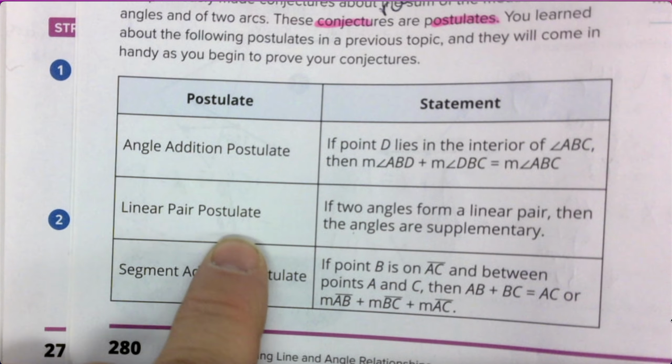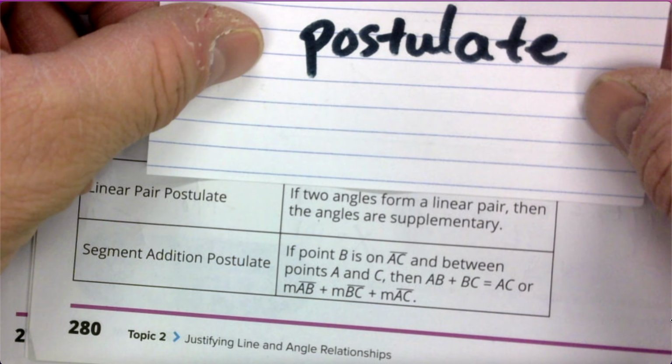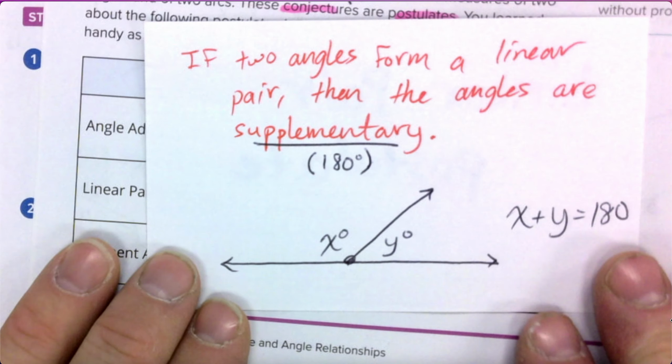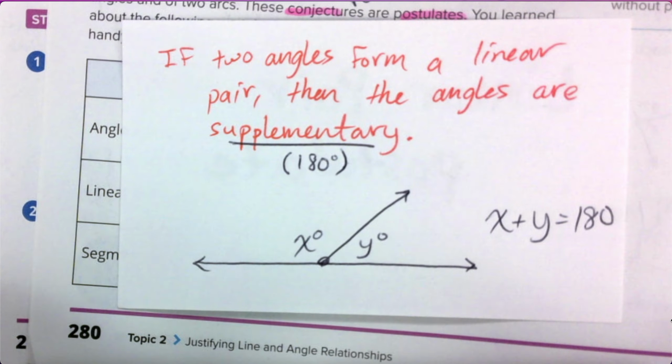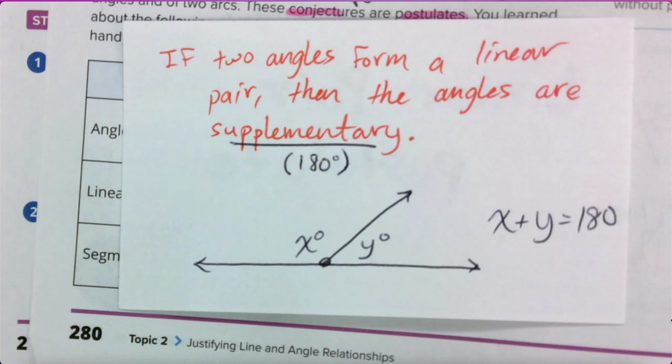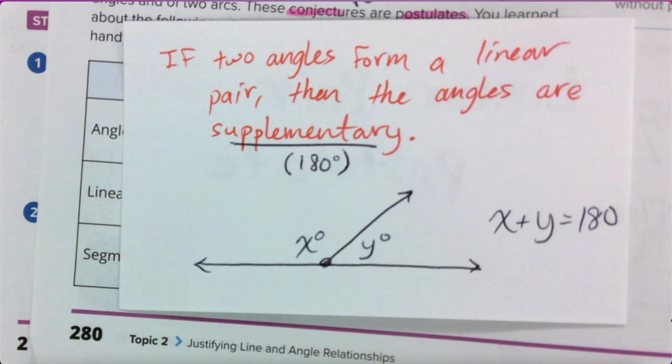Linear pair postulate. If two angles form a linear pair, then the angles are supplementary. So on the back of the linear pair postulate card, write the definition down and draw the diagram. Two angles that form a linear pair are supplementary. Let's do the last one.